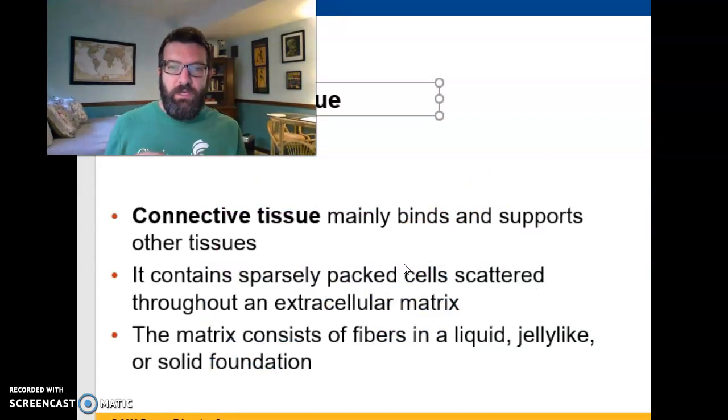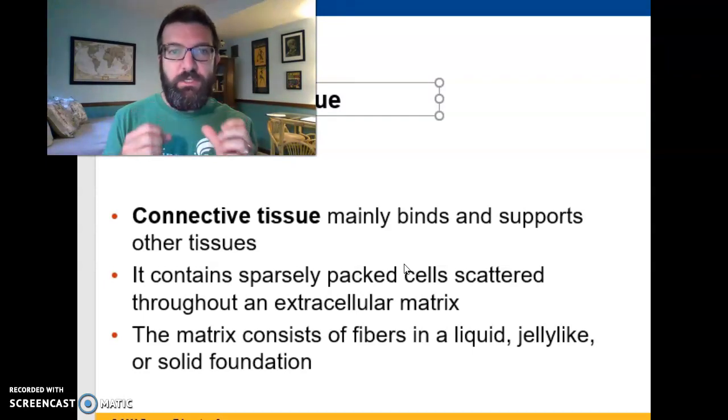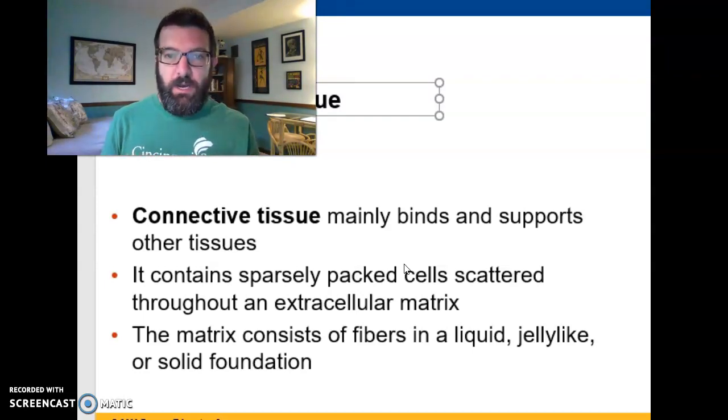Connective tissue is characterized by the fact that it has a relatively small number of cells that are not jam-packed close together like epithelial tissue. They're scattered, though, throughout a lot of extracellular matrix. An extracellular matrix is just stuff that's produced by the cell, but it ends up outside the cell. And this extracellular matrix consists of fibers, and then sort of a gooey fluid or gelatinous matrix.